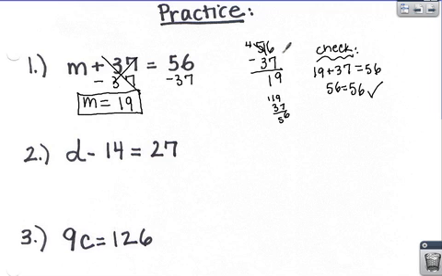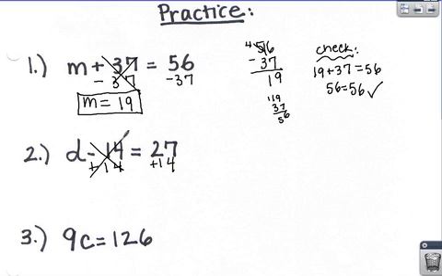Number 2, d minus 14 equals 27. Here, I'm subtracting 14 from d. The inverse of subtracting 14 would be to add 14. Whatever I do to one side of the equal sign, I have to do to the other side in order to maintain a true equation.